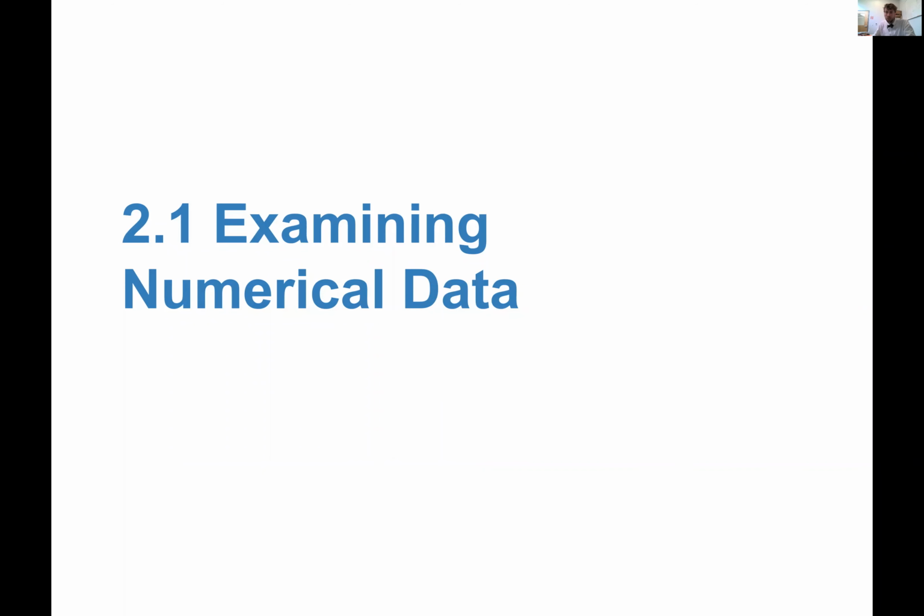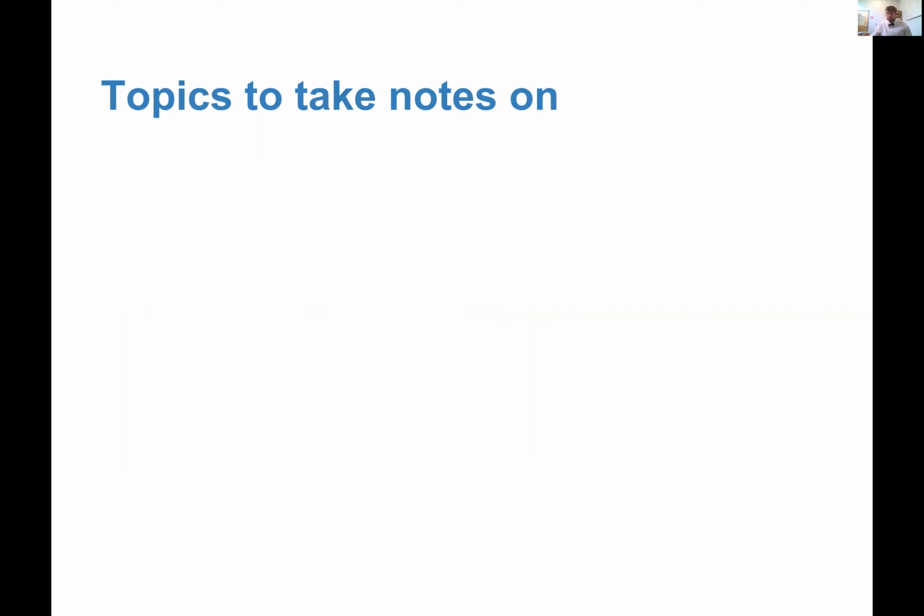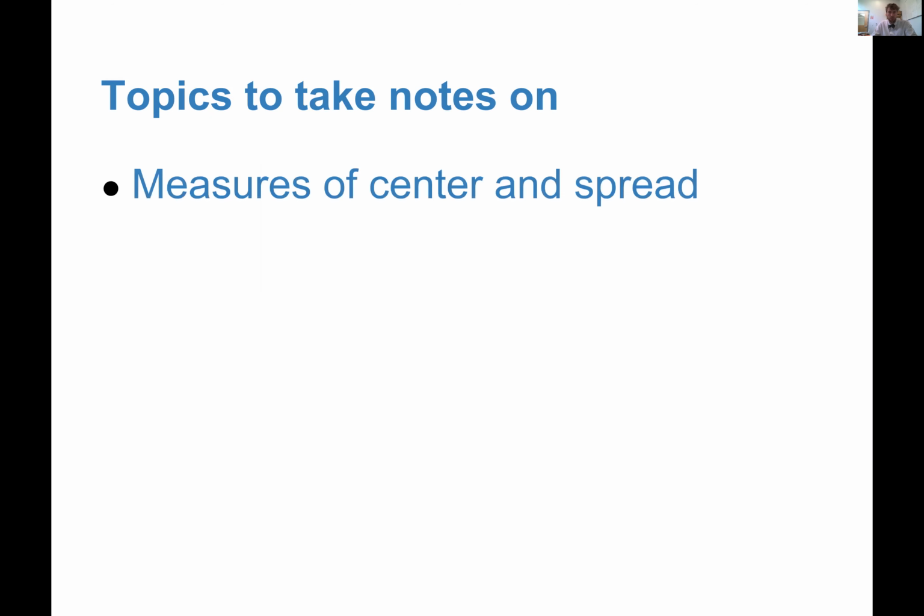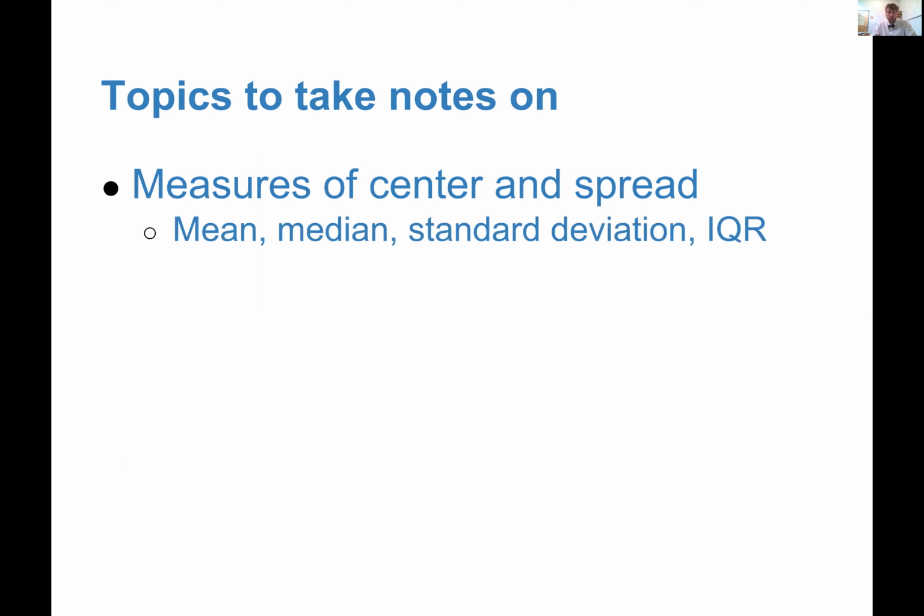Welcome to section 2.1, examining numerical data. Topics to take note on for this section are measures of center and spread. Examples of that are going to be like mean, median, standard deviation, IQR. That's not a complete list. We'll get to that in a second.